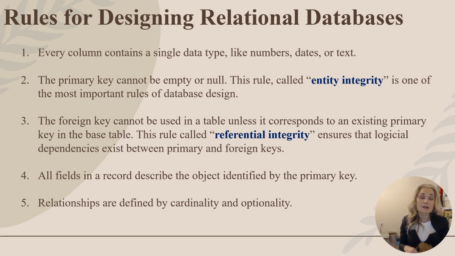The foreign key cannot be used in a table unless it corresponds to an existing primary key in the base table, and this rule is called referential integrity, and it ensures that logical dependencies exist between primary and foreign keys. Then another rule is that all fields in a record describe the object identified by the primary key, and relationships are always defined by their cardinality and optionality.